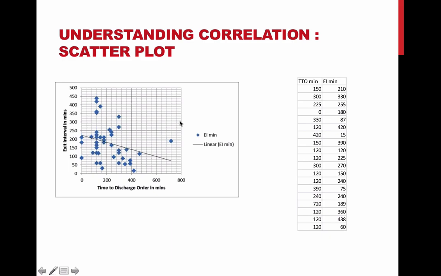Got it? Now, let's not get into the reasons of why this is, because it's completely unique to this healthcare setting that I have here. So that's not for our discussion. But I just want you to understand how scatter plots are developed and how they are used. Scatter plots tell you the correlation between two variables. Now, correlation is not the same as causation. I am not saying that time to discharge order will cause a better exit interval. I'm saying that there could be a correlation between the two.